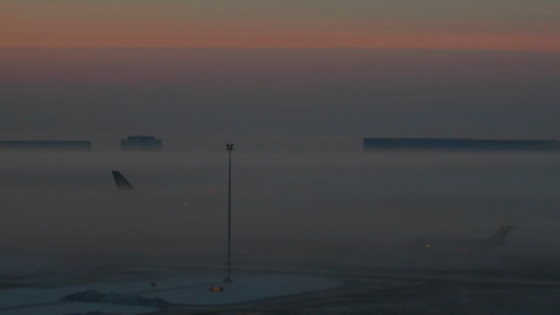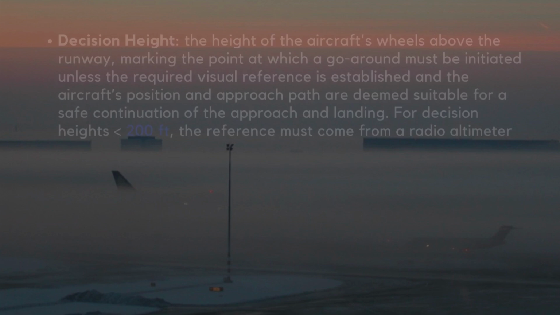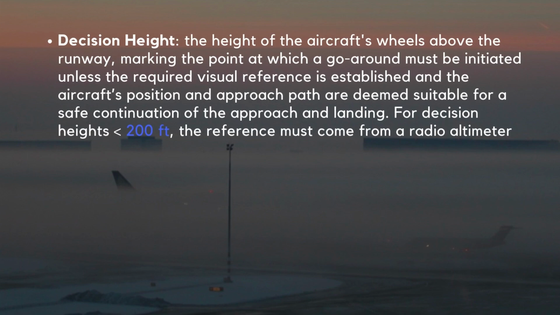In low visibility conditions, operational definitions are critical. Decision height is the height of the aircraft's wheels above the runway, marking the point at which a go-around must be initiated unless the required visual reference is established and the aircraft's position and approach path are deemed suitable for a safe continuation of the approach and landing. For decision heights under 200 feet, the reference must come from a radio altimeter.